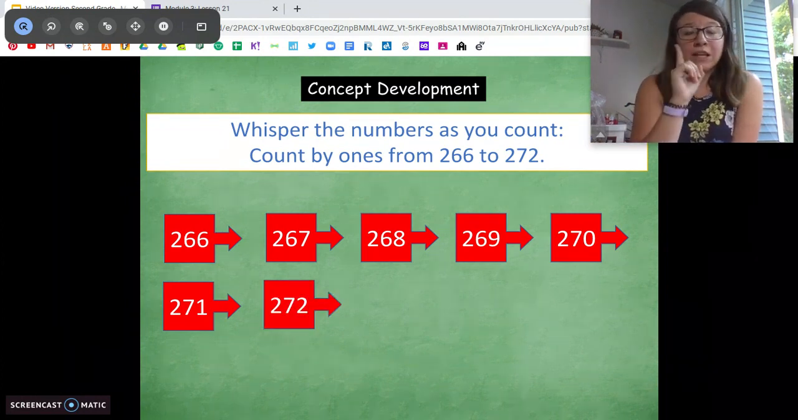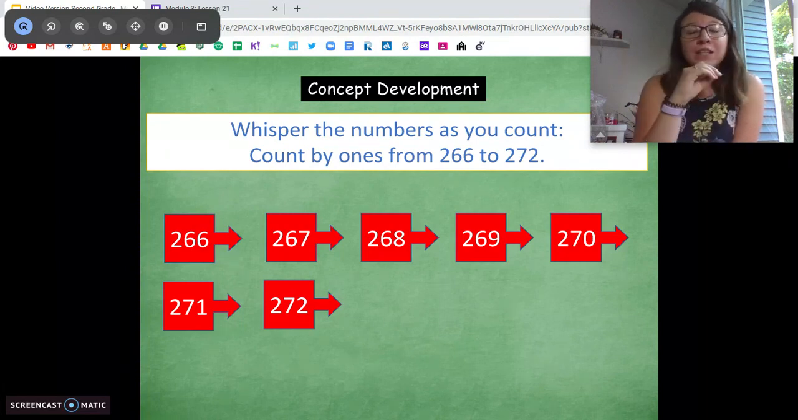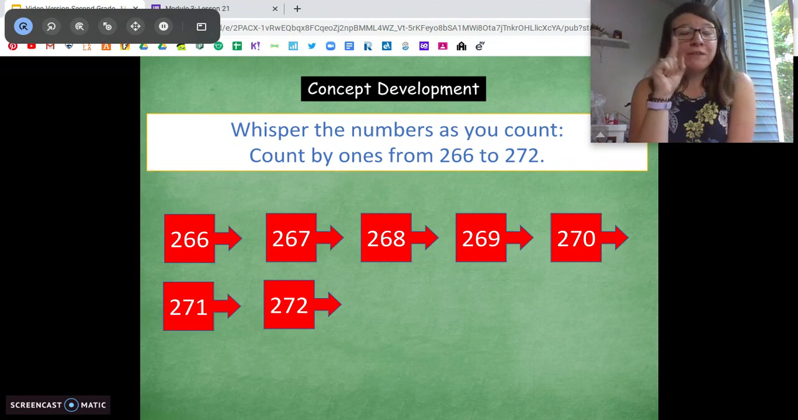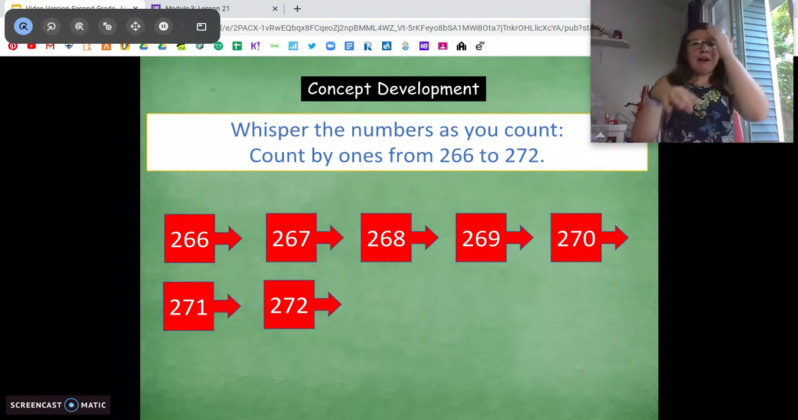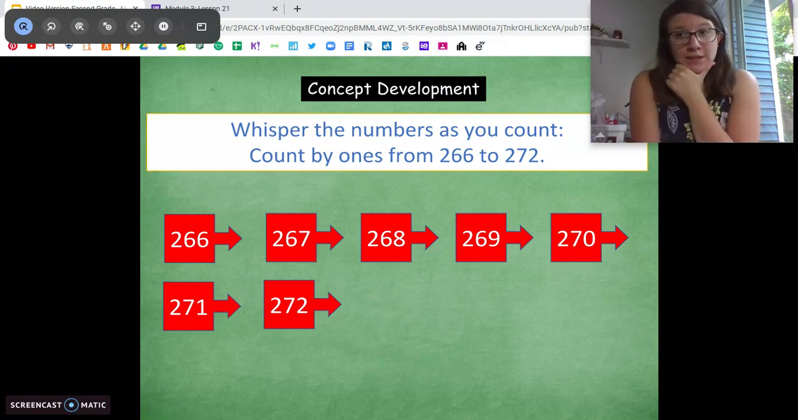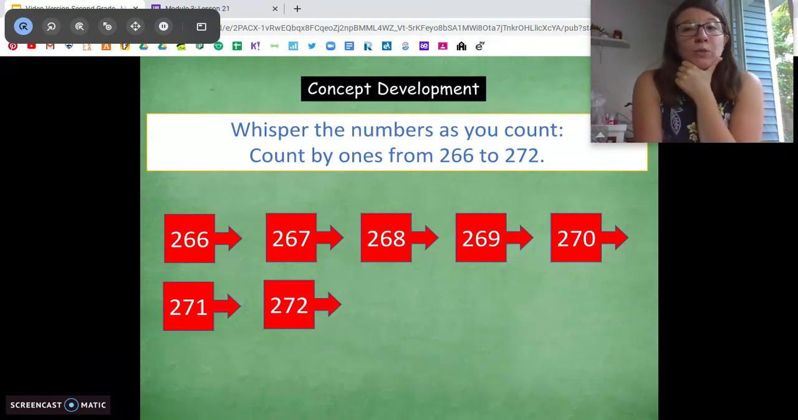Now, when you did this, did you make any new units while you were counting? If you haven't changed it over yet, see if you can change over all those ones that you have into a new unit. If so, what new unit did you make?